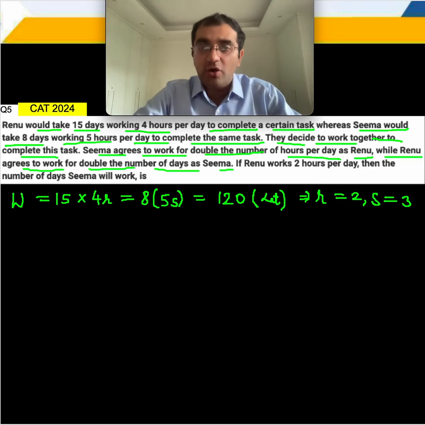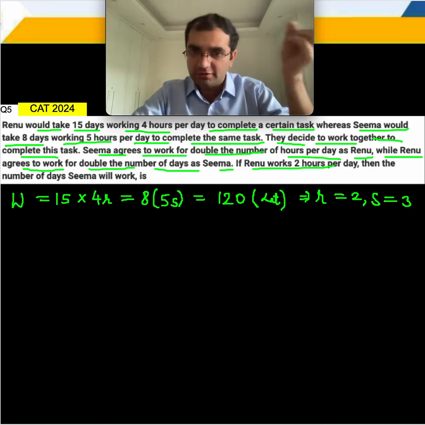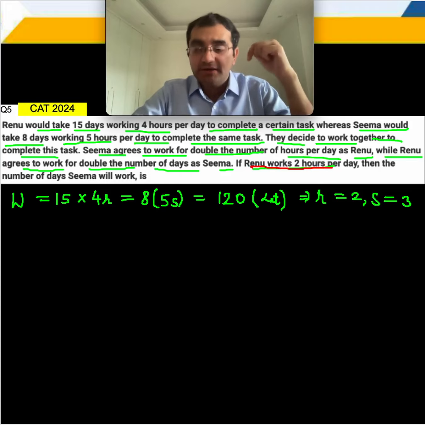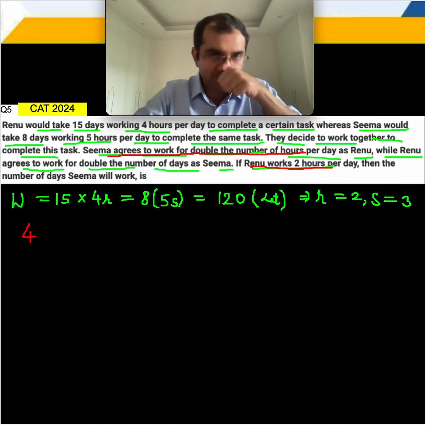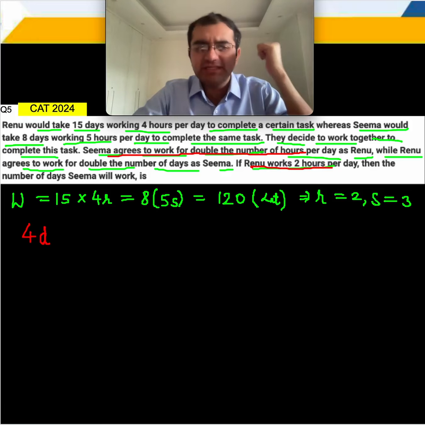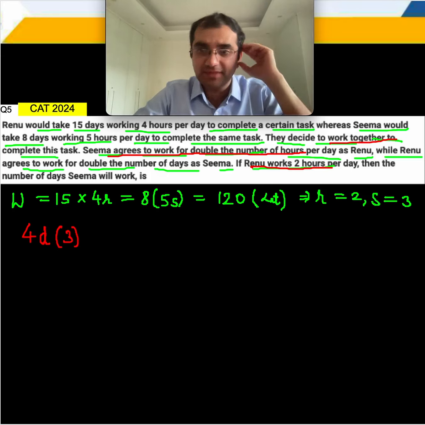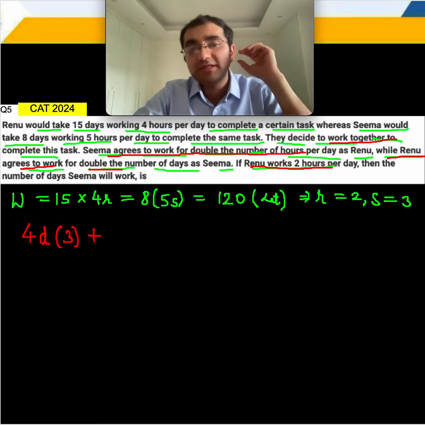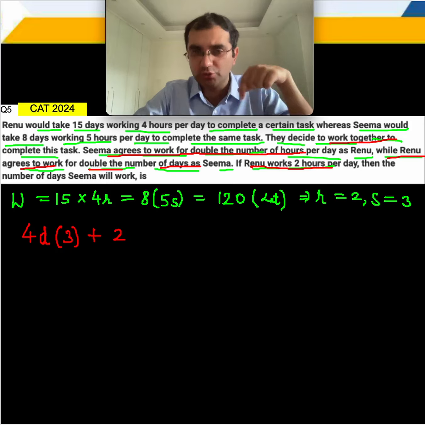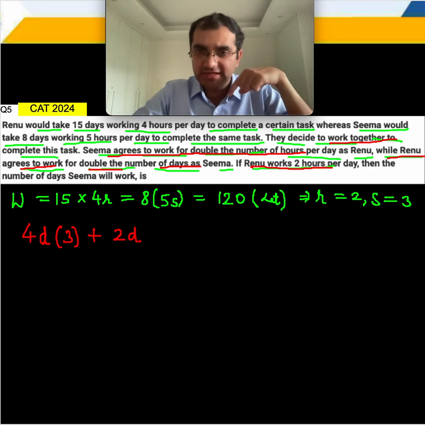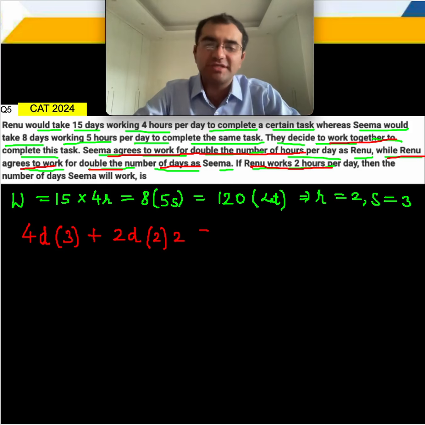Very good. और दिया है कि Renu works for 2 hours per day. Seema works for double the hours. That's 4 hours per day. Let's say for D days, और Seema की efficiency है 3. Plus, now Renu does what? Renu works for double the days as Seema, तो D की जगह 2D आ जाएगा. Double the days, Renu के 2 hours per day and Renu की efficiency है 2.